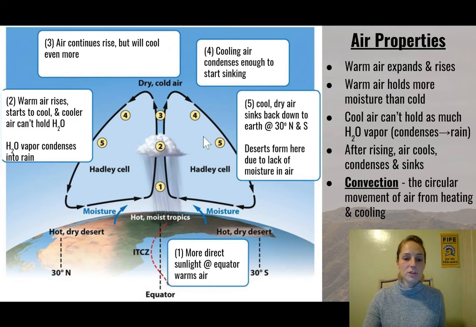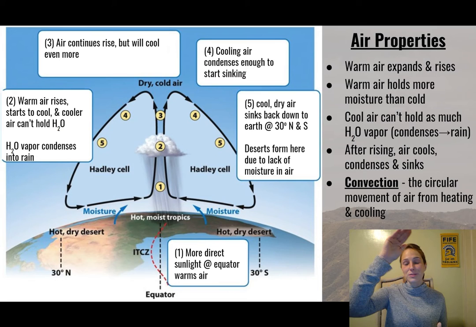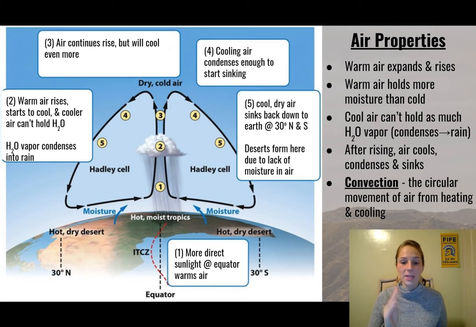Now, phase 5 shows us that this cool, dry air is going to sink back down to Earth at the 30-degree latitude, north and south. This is just due to how long it takes for it to cool, and when it starts dropping off, this is where we see it, at 30 degrees north and south. Now, what we end up seeing in these areas is that deserts form, because remember that all the water vapor in this air was turned into rain.